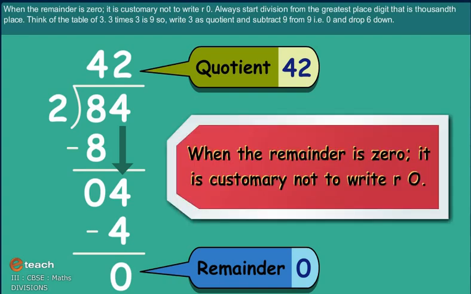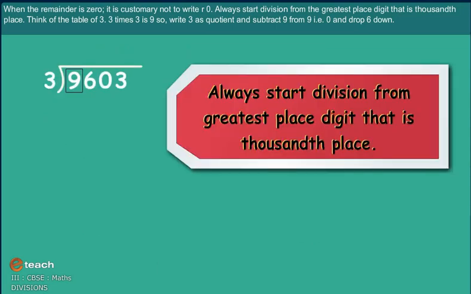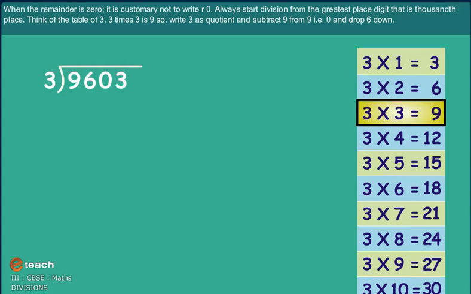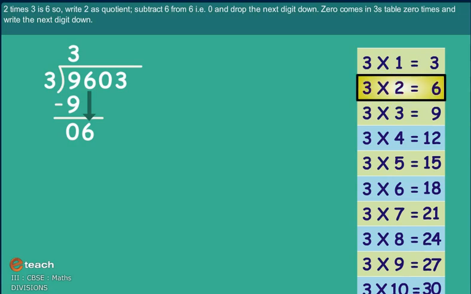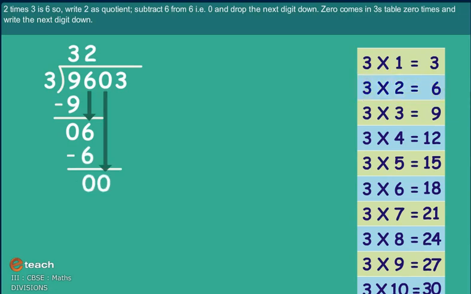Information box: when the remainder is 0, it is customary not to write R0. Always start division from the greatest place digit, that is the 1000th place. Think of table 3. Write 3 as quotient and subtract 9 from 9 and drop 6. 2 times 3 is 6. So write 2 in the quotient, subtract 6 from 6 and bring the next digit down.